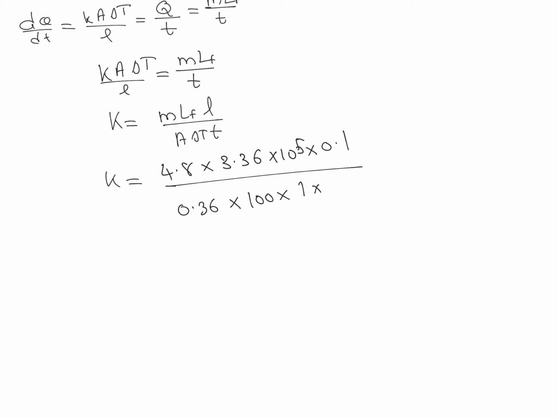1 hour we need to write in the SI system, so we need to convert it into seconds. 1 hour is 60 minutes and 60 seconds. So we can find out the value of conductivity K, which is 1.2444.